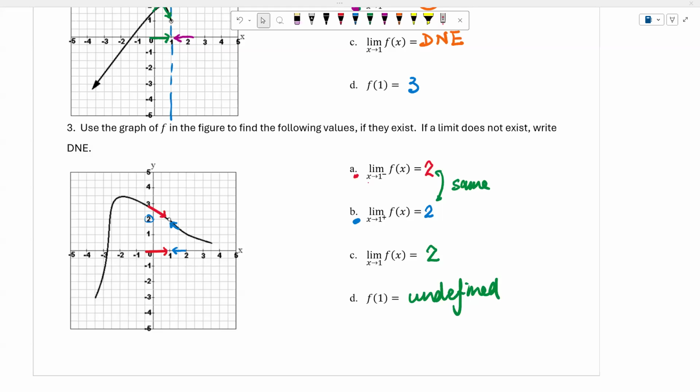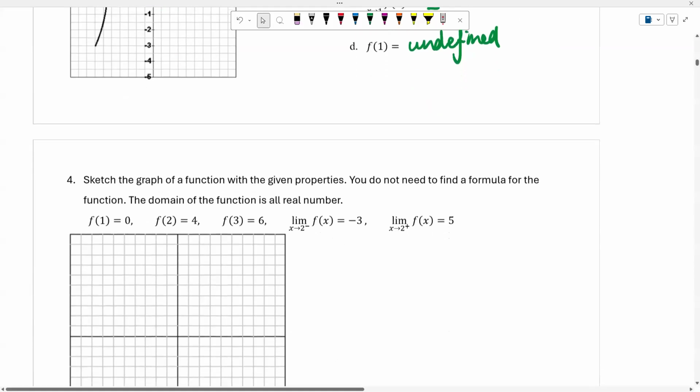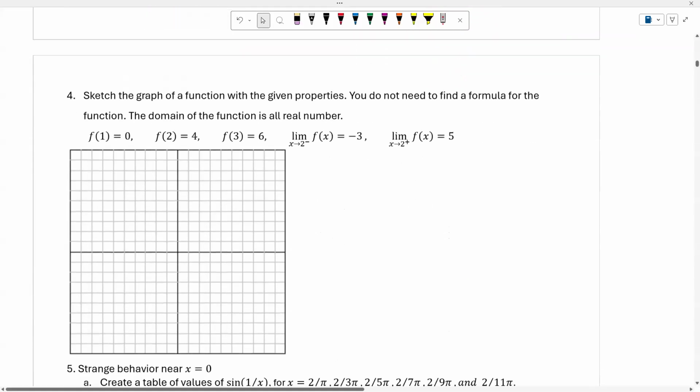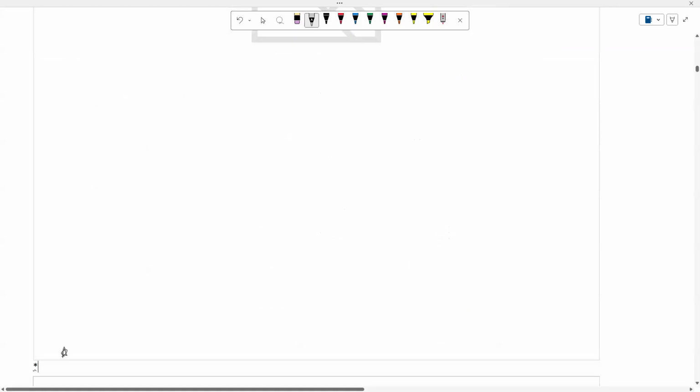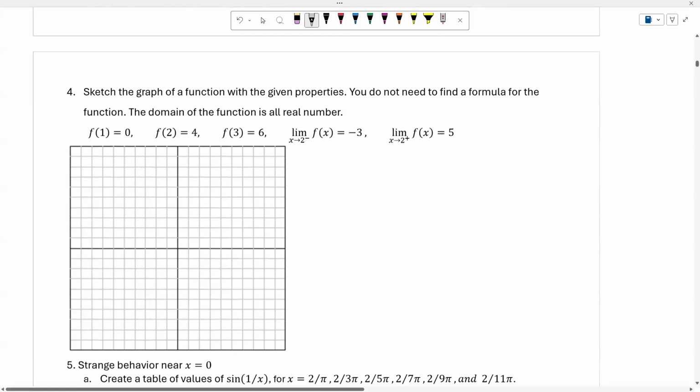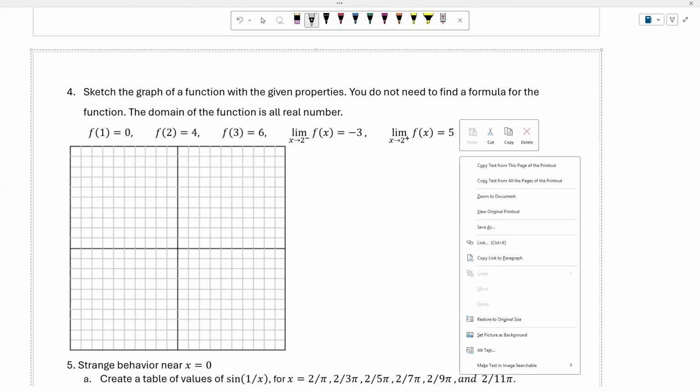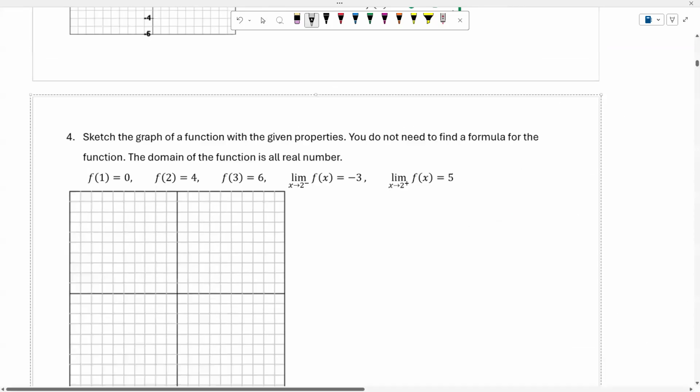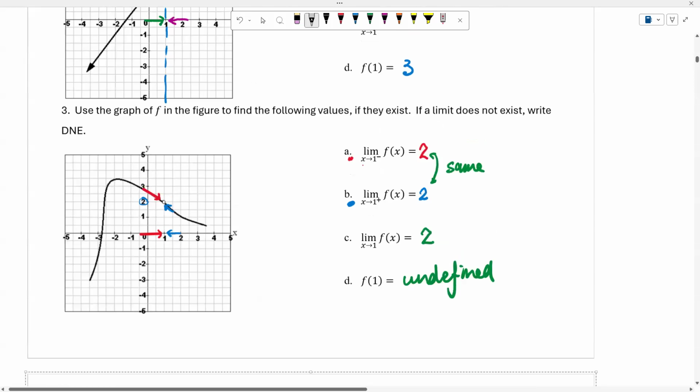So now let us continue to the next problem. The next problem is to sketch a function with the given properties. You do not need to find a formula for the function, but the domain of the function is all real numbers. So let's see how we work on this problem. First, let us go back to the previous example.